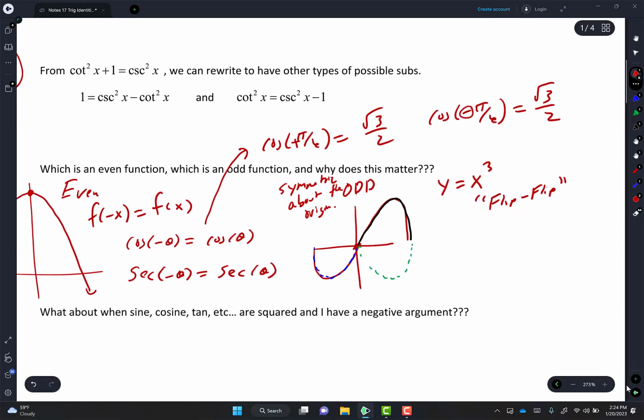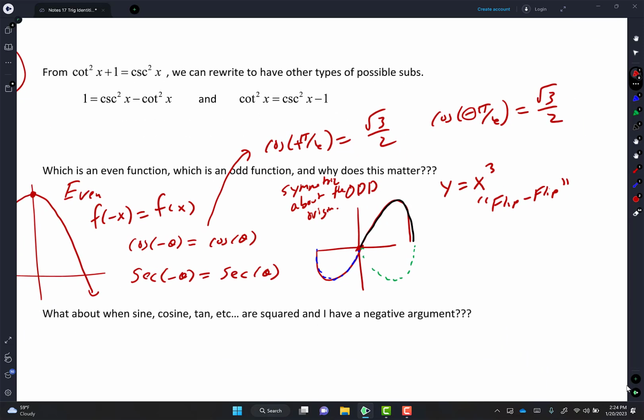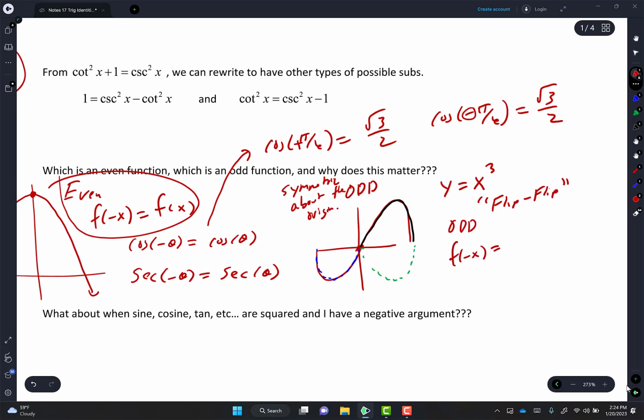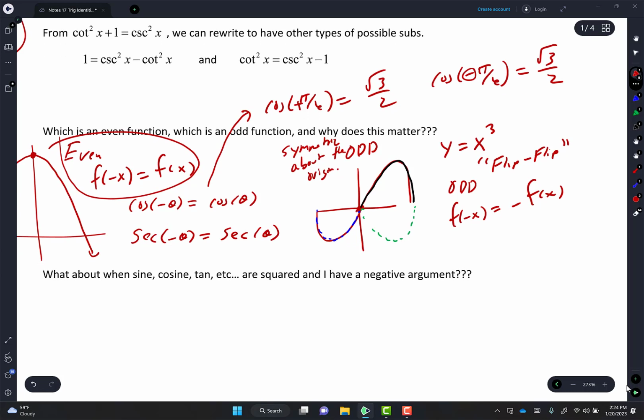All right, what's an odd function? Well, let's see. Oh, by the way, this is the technical definition. Just like even has this definition, the odd has this definition: f of negative x equals negative f of x. So what has odd function behavior, or what's an odd function? Sine. Sine of negative theta is equal to negative sine of theta.